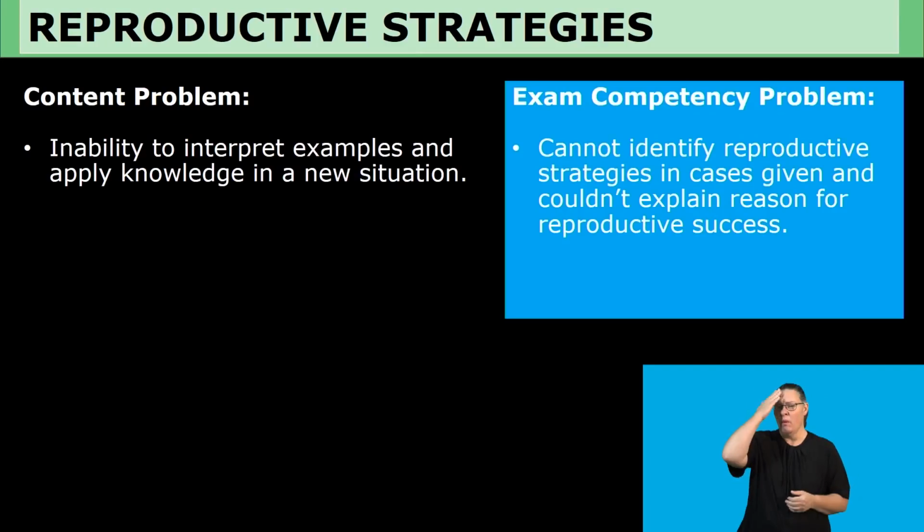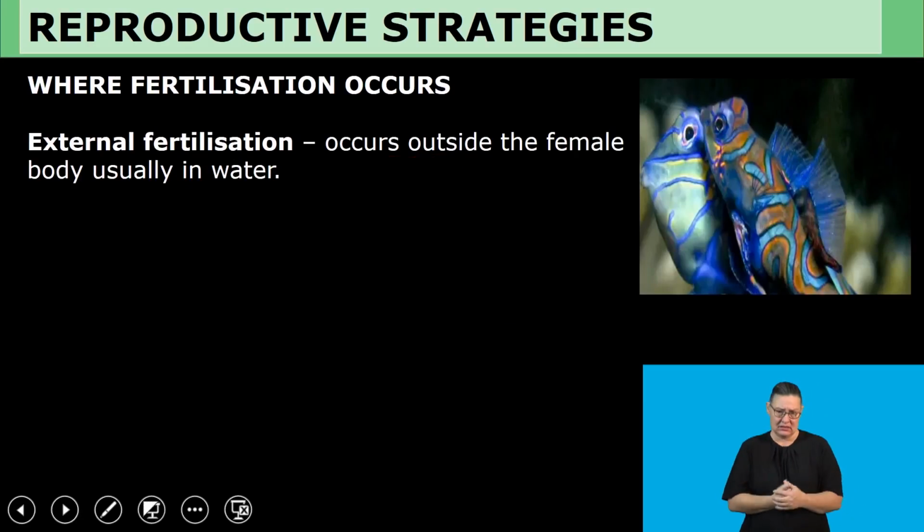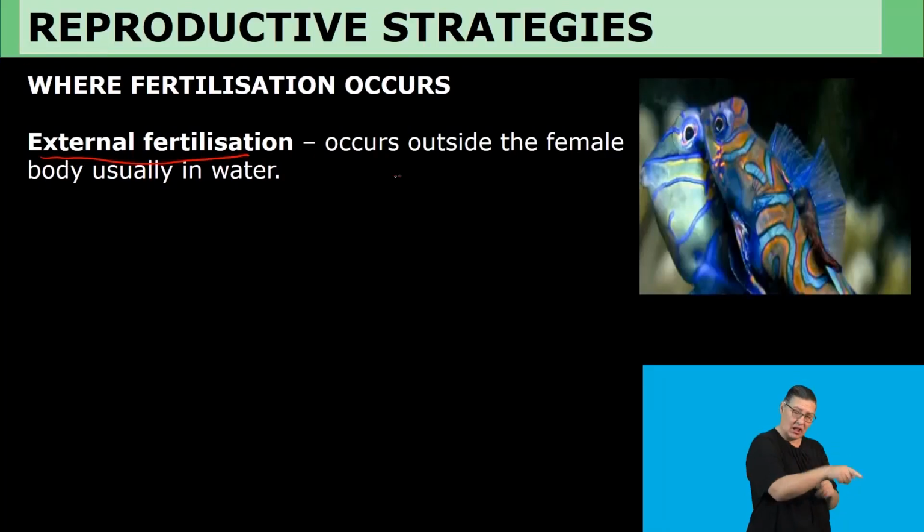So we know that in most cases, learners are unable to interpret examples and apply knowledge in a new situation. So they cannot identify reproductive strategies in cases given and could not explain the reason for reproductive success. So we are going to be now looking at external fertilization. Remember earlier on we mentioned internal and external fertilization. External fertilization occurs outside the female body, and usually it happens in water.